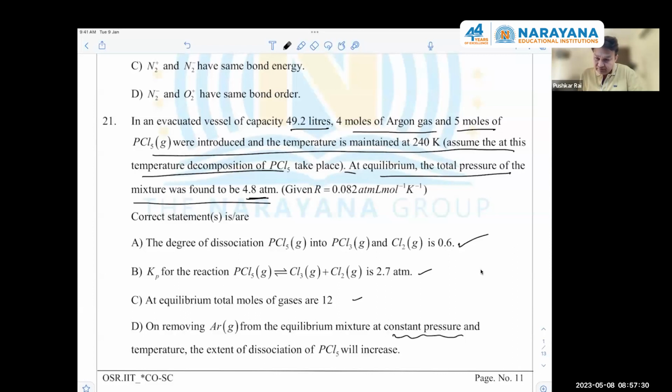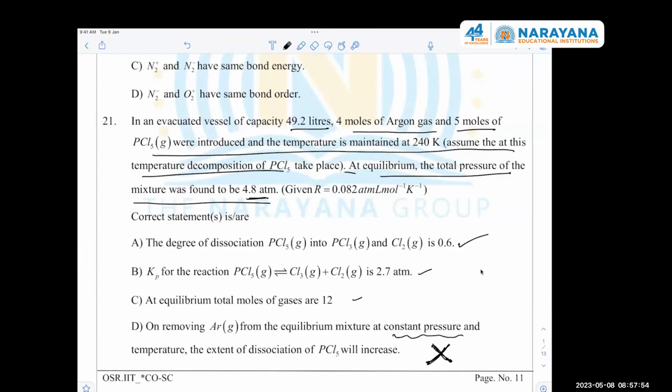Yeah, then you are right. You're right, Yesh. On removing argon from the equilibrium mixture at constant pressure, the extent of dissociation of PCl5 will increase. No, from your point of view, nothing will happen. But then it is inconsistent, because you could not maintain the pressure constant, right?